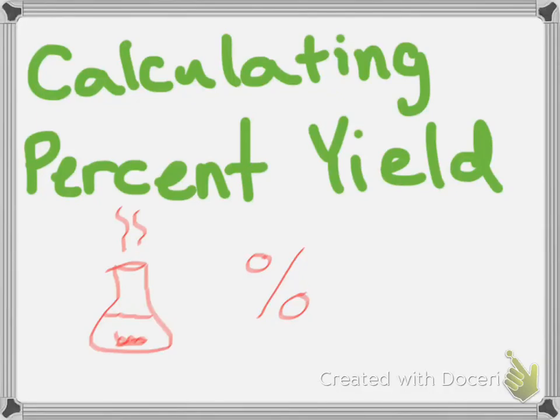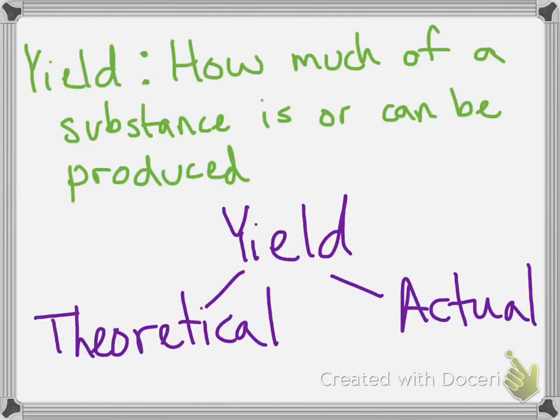In this video, I'm going to be walking you through how to calculate percent yield. So yield is just a fancy way of saying how much of a substance is or can be produced. Yield is broken down into two types: we have theoretical yield and actual yield.